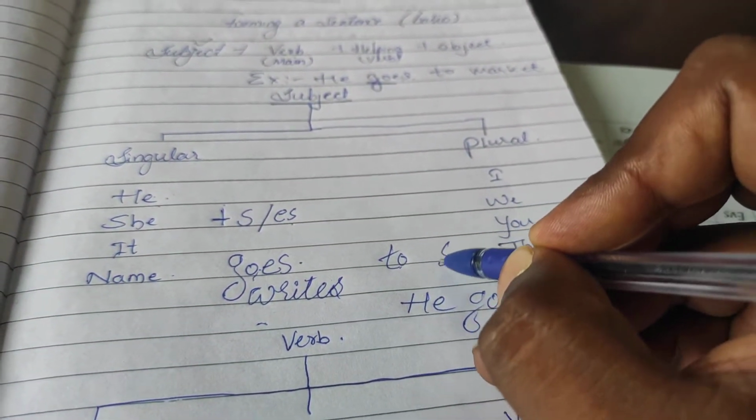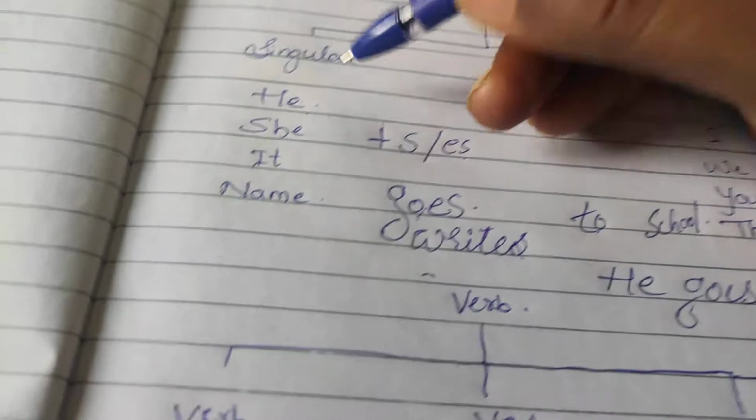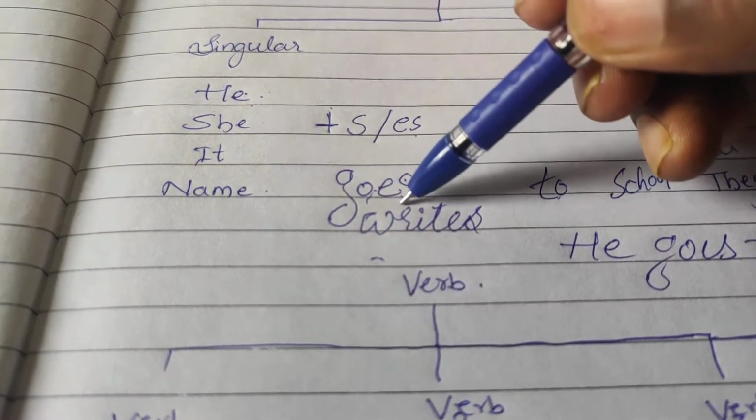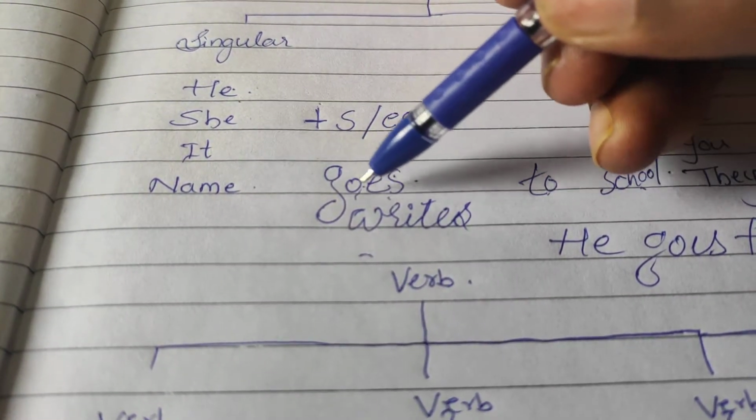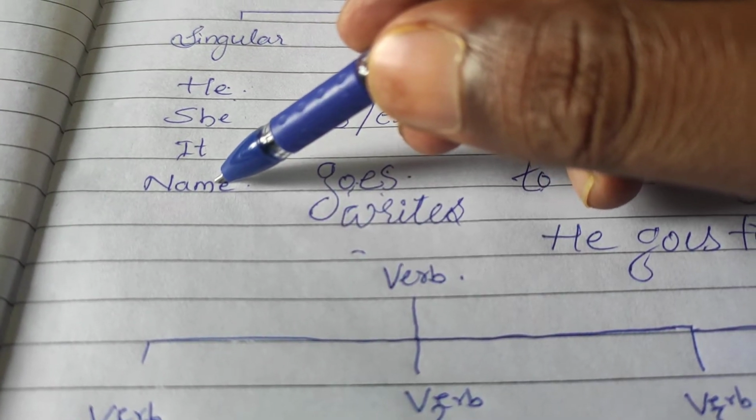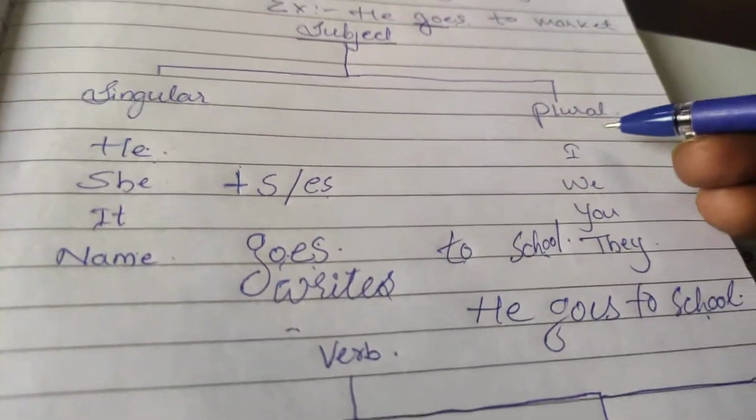So it will become in that same manner: he goes to school, she goes to school, name goes to school, or it goes to school. In name, you don't have to write the word name, you have to write Abhay, Uday, Kavita, Ravita, whatever it is.